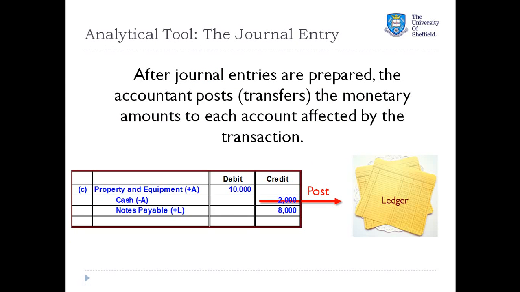After journal entries are prepared, the accountant posts, they transfer the monetary amounts to each account affected by the transaction into the general ledger. And this allows for a very detailed recording and compiling of the data.